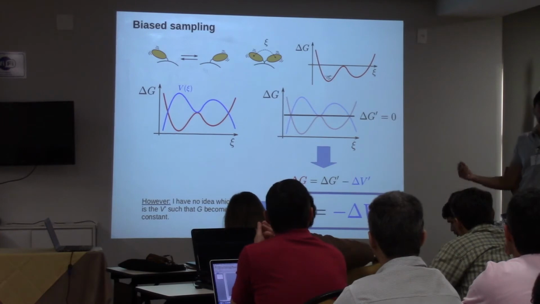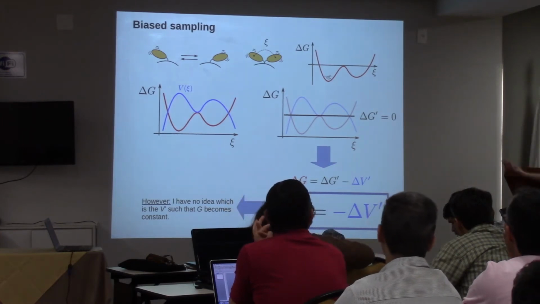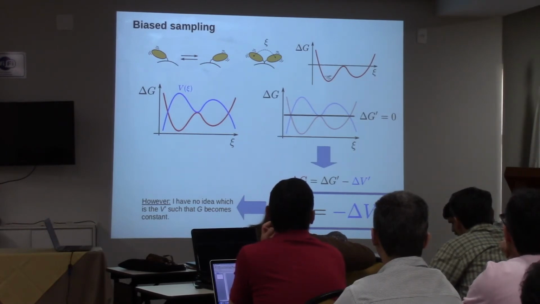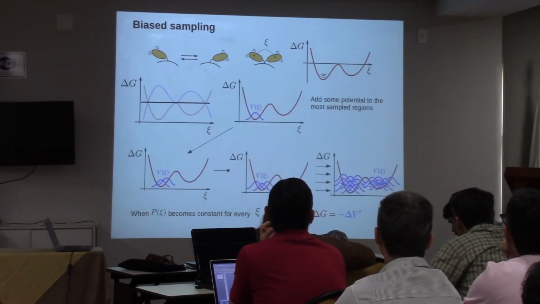In principle, I don't know how to perturb my system in such a way to make all my states in the simulation become equally probable. That's what we're talking about. So how can I do that? I can invent ways to try to do that.